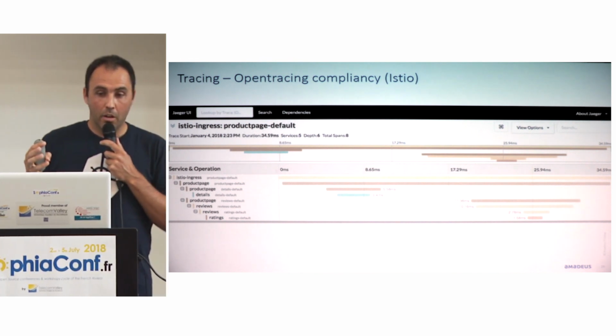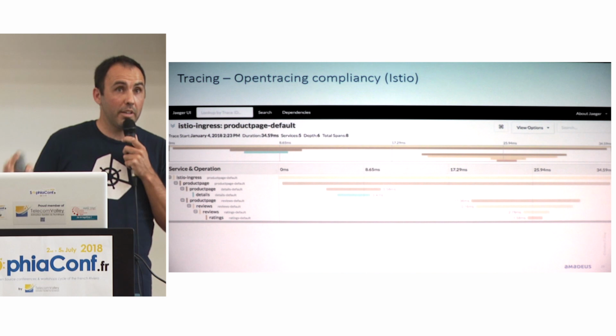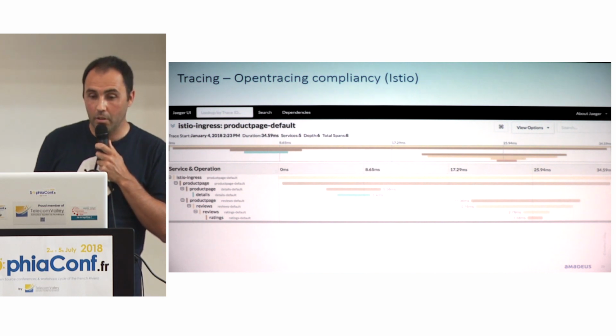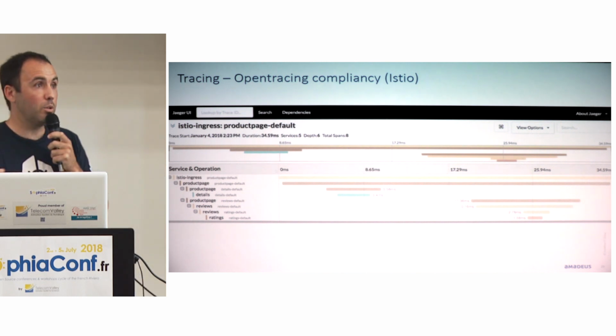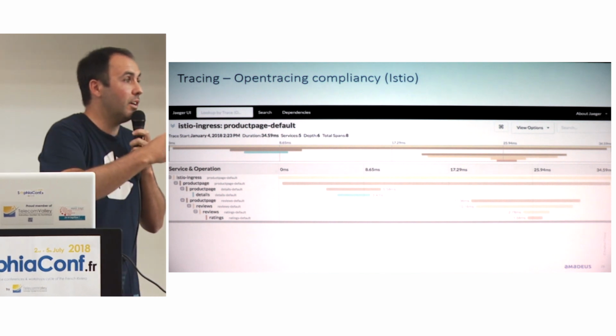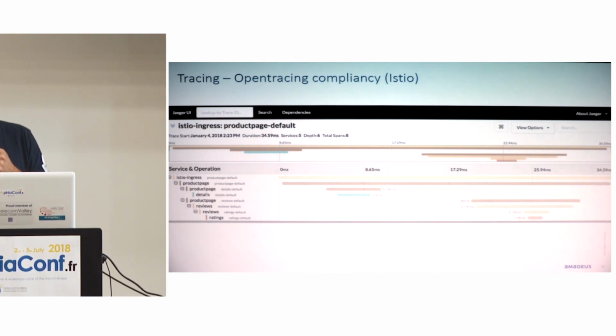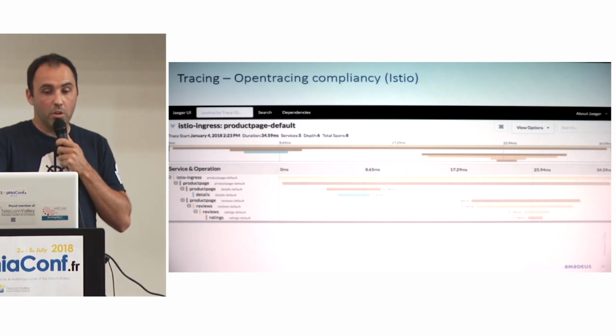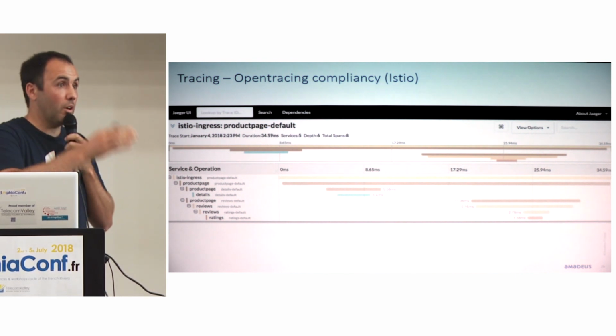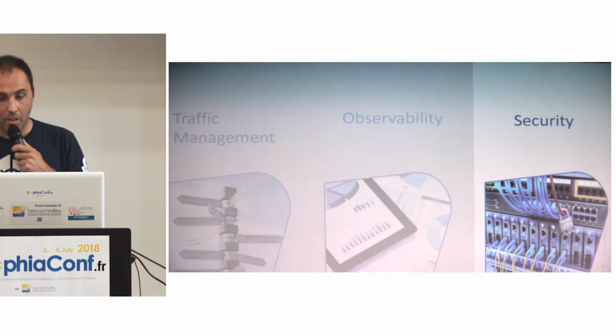Then OpenTracing is a new standard for tracing, and it's compatible with the service mesh. This allows you to drill down on where the time is spent in your system when a transaction enters the system. So here you can have such a graph without, again, touching your application.